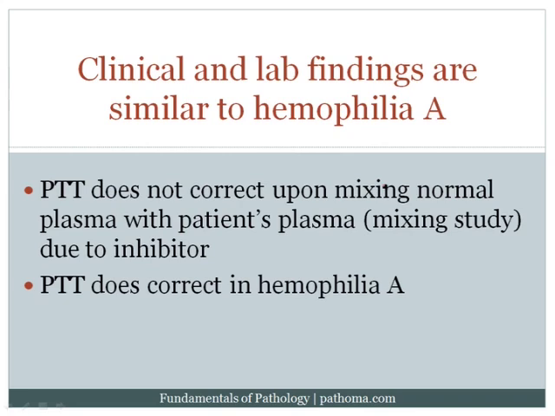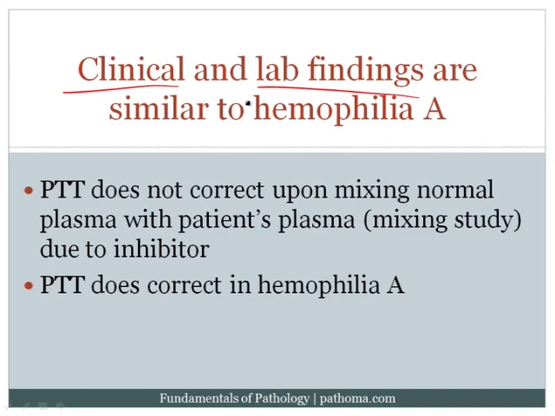Now, how are you going to make that distinction? Well, clinically and on lab findings, you're going to have the same findings in both hemophilia A and a coagulation factor inhibitor. Basically, in both of these cases, you're going to have an increase in the PTT, and you're going to have some similar clinical findings. The way by which you're going to make the distinction is by doing something called a mixing study, and this becomes very high yield for examination purposes.